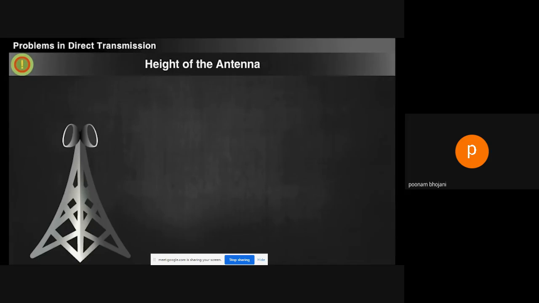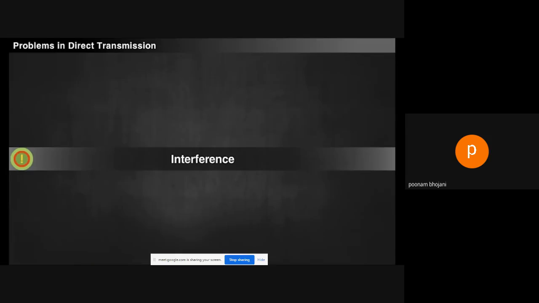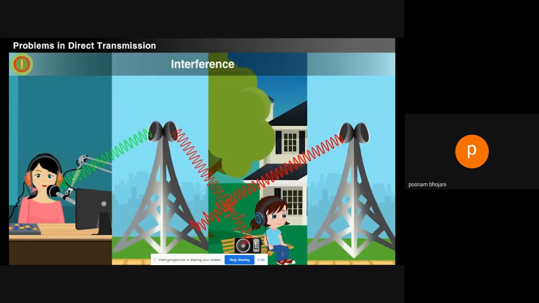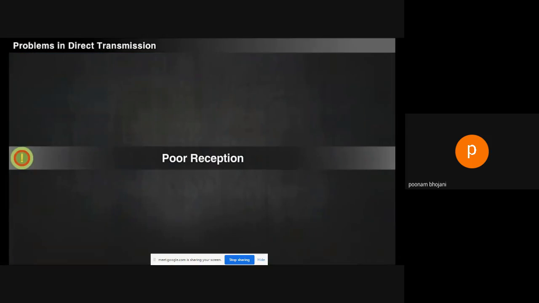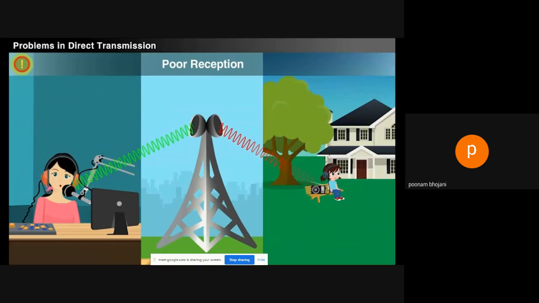Thus, we need to design an antenna with a height of 5 kilometers, which is practically impossible. The second problem is interference. If there is more than one base station in a city, then the signals with the same frequency get mixed up with each other. The third problem is poor reception. As per the equation representing the energy of the electromagnetic wave, it is clear that the energy of a low frequency signal is very low. On traveling across a longer distance, they become very weak.